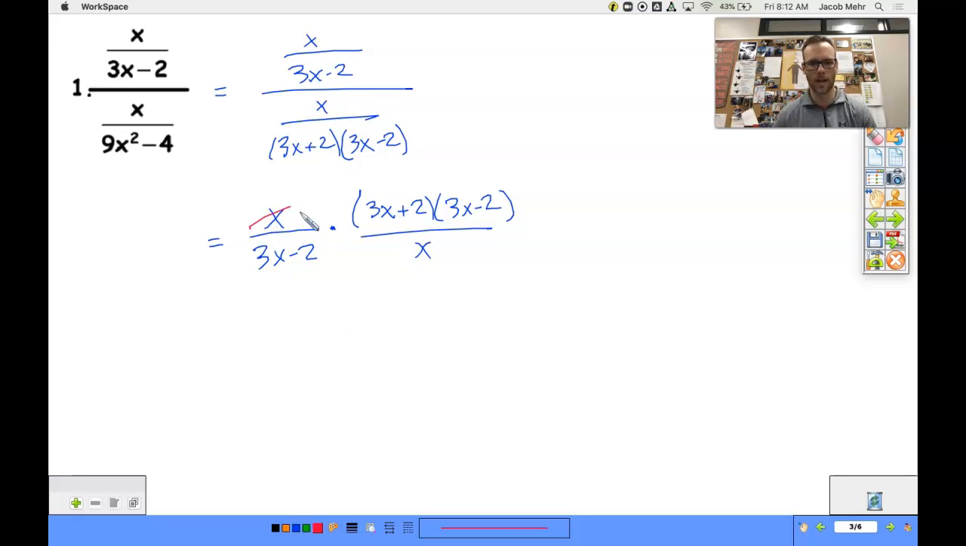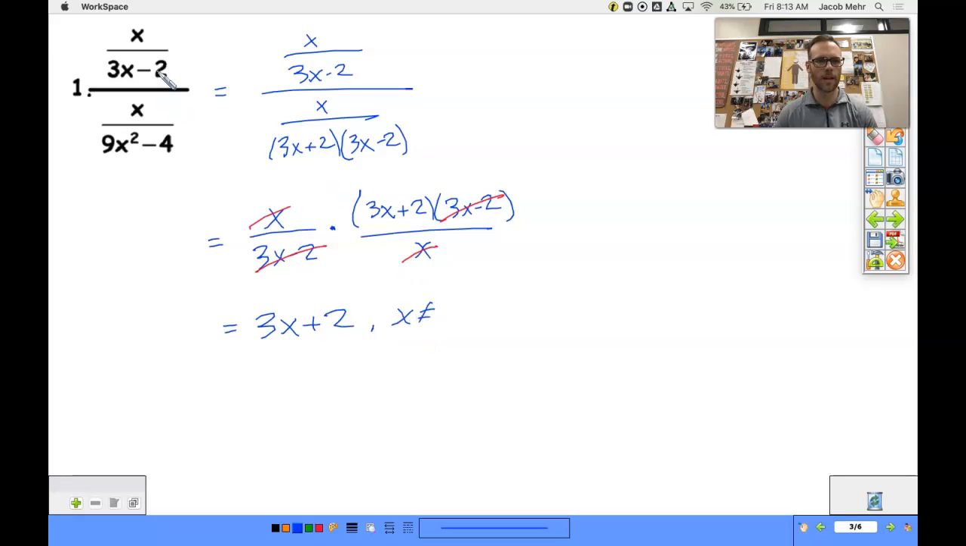Now we can see the x's cancel. We can see this 3x minus 2 cancels the 3x minus 2 there, and we end up with just 3x plus 2. Now, don't forget to state your excluded values. We are saying this equals that, but it doesn't for a few values that aren't able to be substituted into this. So what can't go in there?